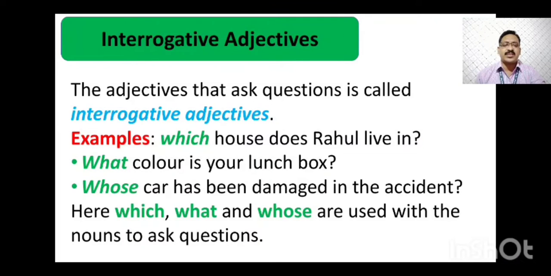In these three sentences we can see every sentence ends with an interrogative mark, a question mark. But the sentences begin with interrogative adjectives: which, what and whose. These three adjectives are used before the nouns house, color and car. These three adjectives, which, what and whose, ask questions in these sentences. So they are said to be interrogative adjectives. If the adjective we are using in a sentence is asking a question, it is said to be an interrogative adjective.